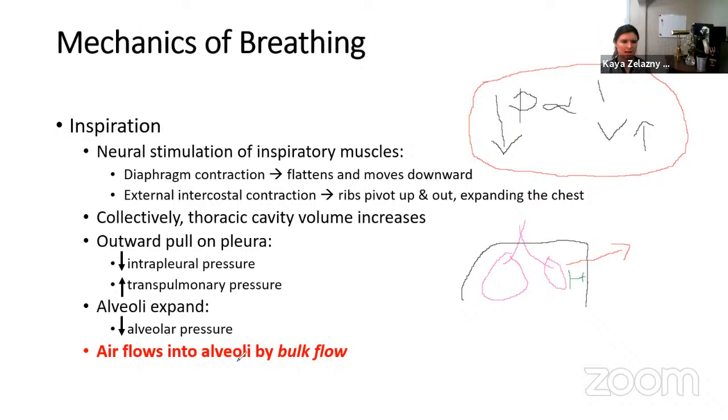And so then the air flows into the alveoli by bulk flow, being that equation of flow equals a pressure difference divided by resistance. In this case, our atmospheric pressure minus our alveolar pressure is our pressure difference, our pressure gradient, divided by resistance. So this is the whole thing that's happening as we run through a single breath.